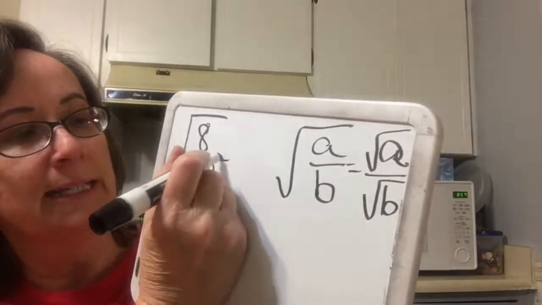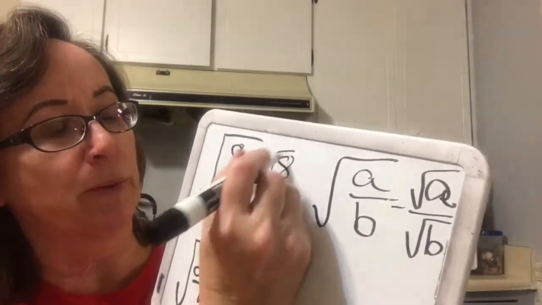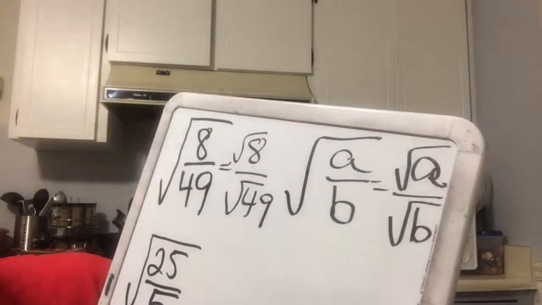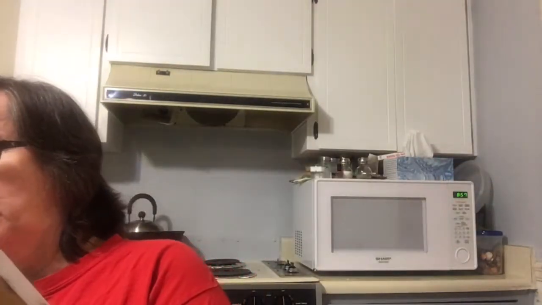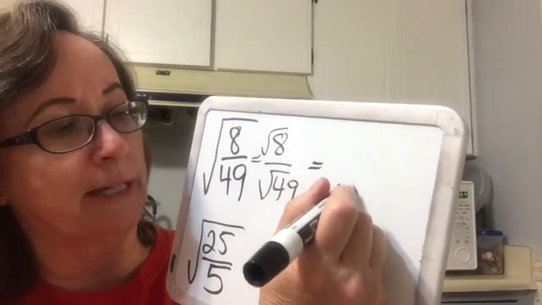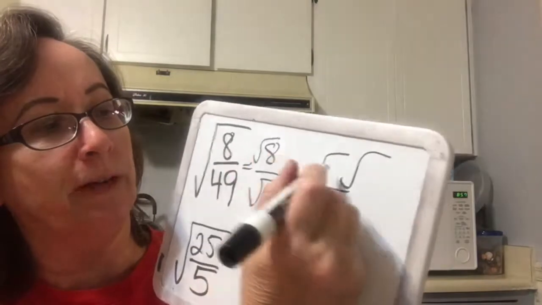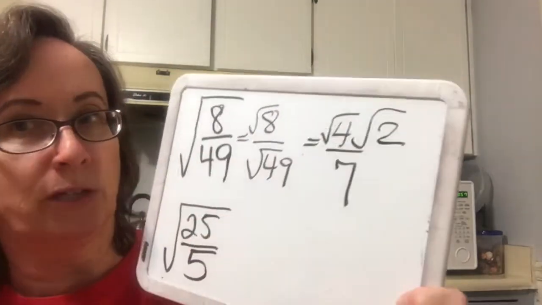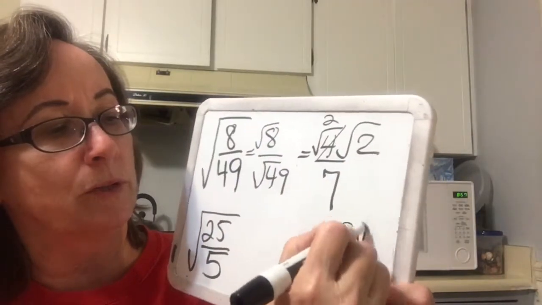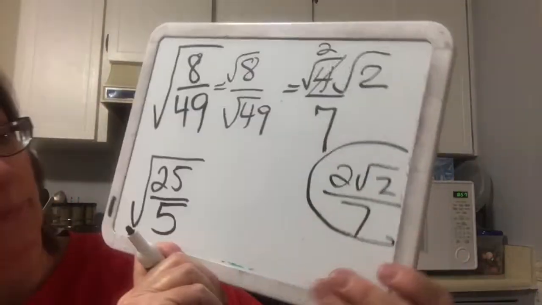So for this one, since 8 and 49 have nothing in common, I would split them up into the square root of 8 and the square root of 49. The square root of 49 is perfect, so it's already a 7. But the square root of 8 can be split up into a perfect square of 4 and a leftover of 2. So the perfect square of 4 becomes a 2. We wind up with 2 square root of 2 over 7 as our final answer here.